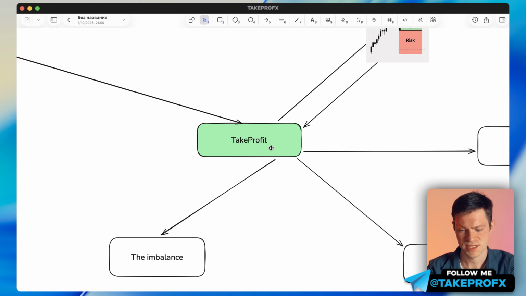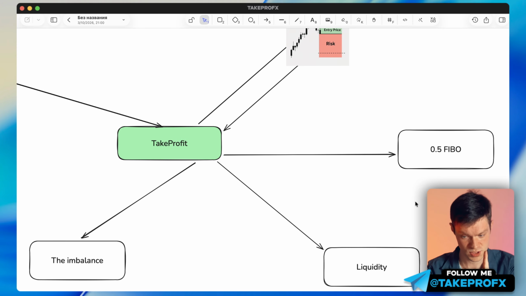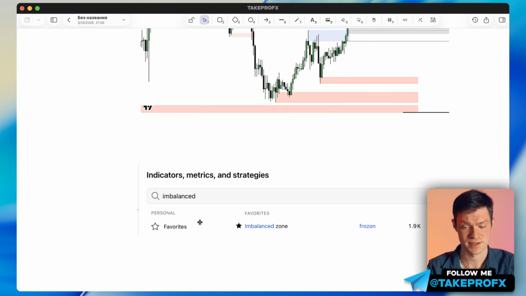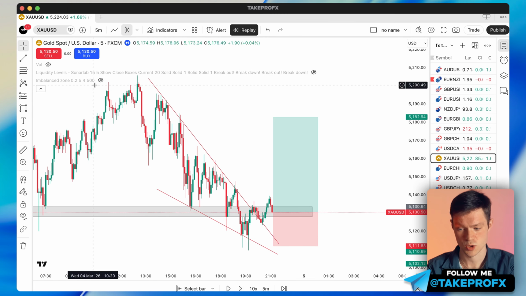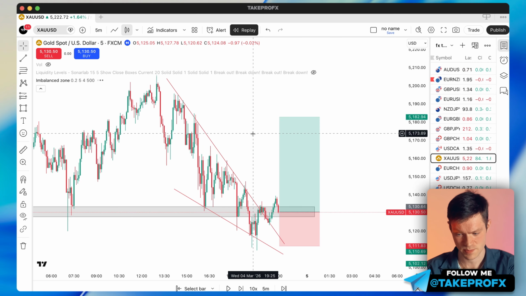So let's go back to the scheme again. You can set a take profit based on 3 factors. The first is the zones of imbalance. If you don't know anything about them, just add an indicator of imbalance zones. You can turn it on and see inefficiencies in the stock market that attract the price.